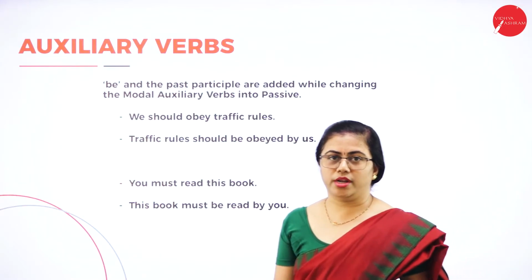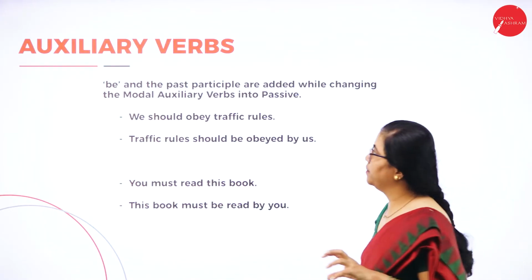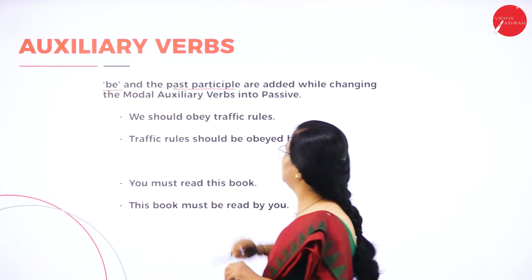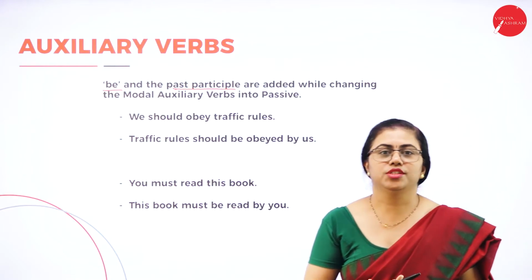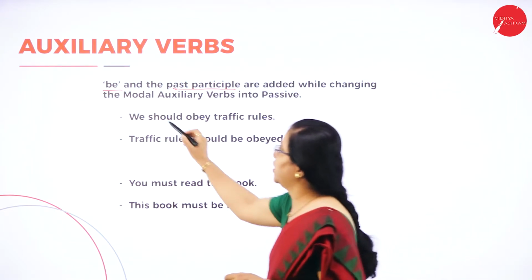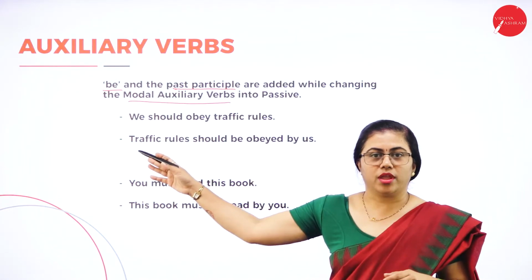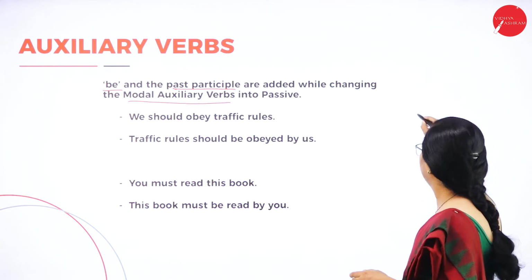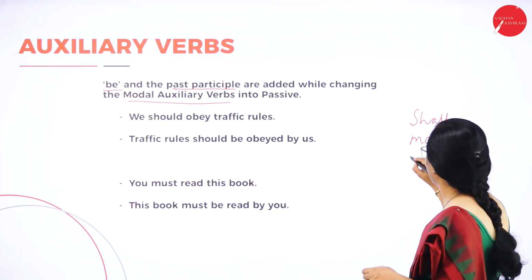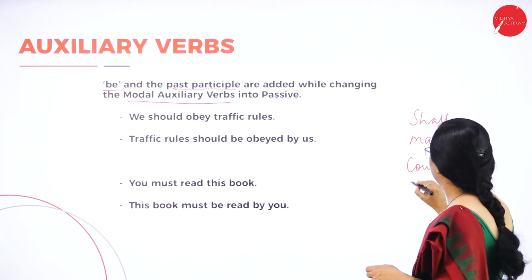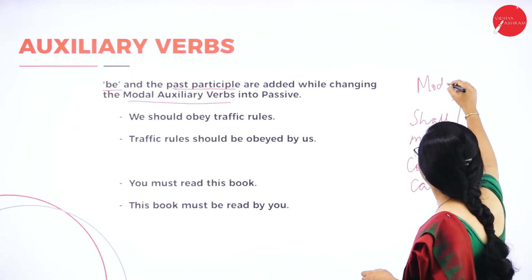This is actually very important. You have a few words like be over here, be and the past participle forms. They have to be added whenever you are using auxiliary verbs. Let me just tell you what modal auxiliary verbs are, which I'm using here newly. Modal verbs are words like shall, may, could, can. Words like this are all called modal auxiliaries.